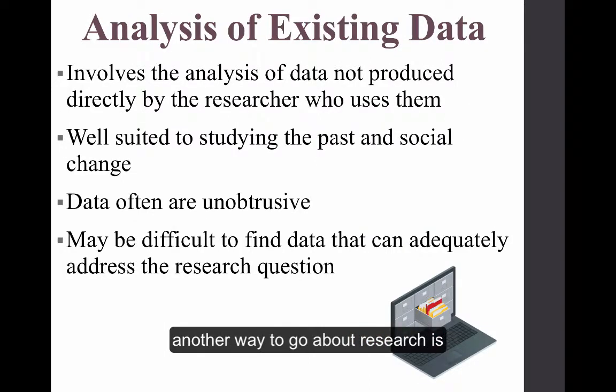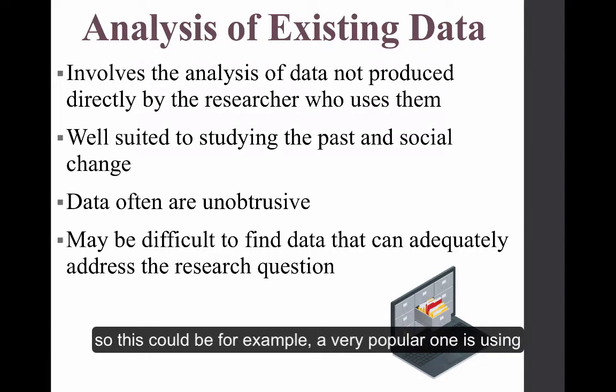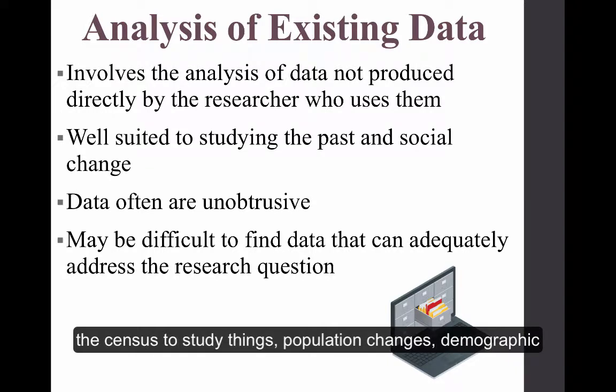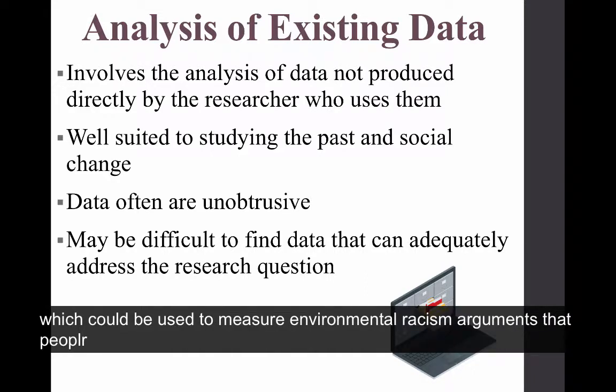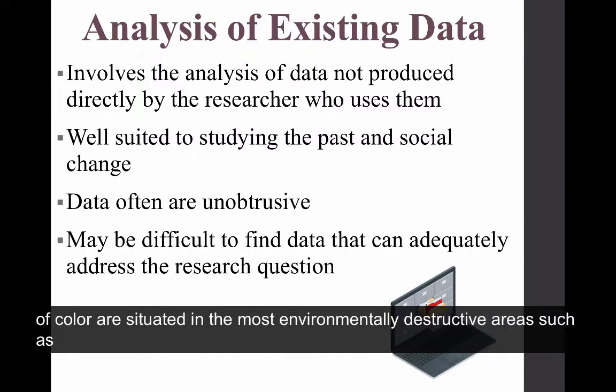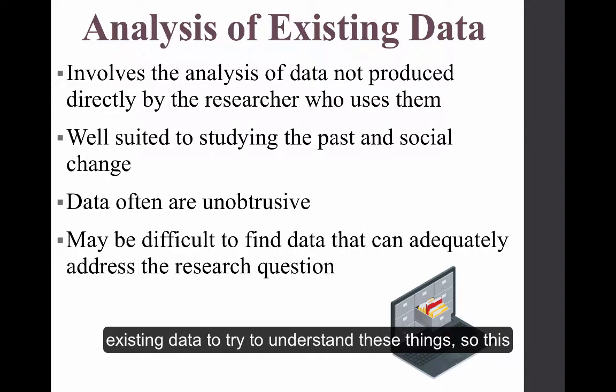Another way to go about research is analyzing existing data. So this typically involves the analysis of data not produced directly by the researcher who uses it. So this could be, for example, a very popular one is using the census, right, to study things. Population changes, demographic changes, right? Or maybe something like racial compositions of neighborhoods, which could be used to measure environmental racism arguments that people of color are situated in the most environmentally destructive areas, such as living next to landfills or petrochemical plants or things like that. You can use the existing data to try and understand these things.